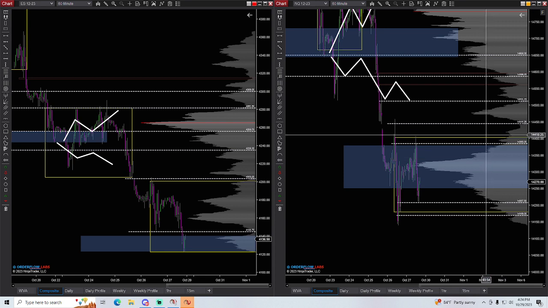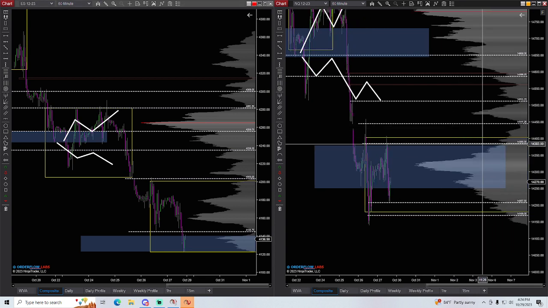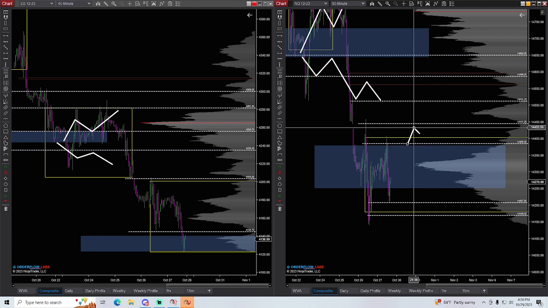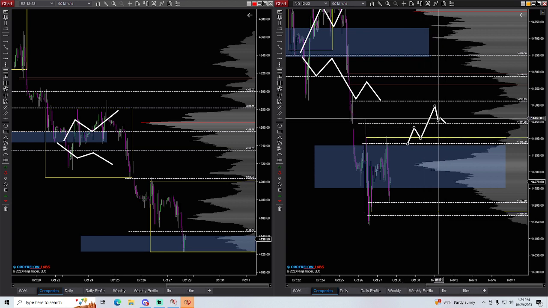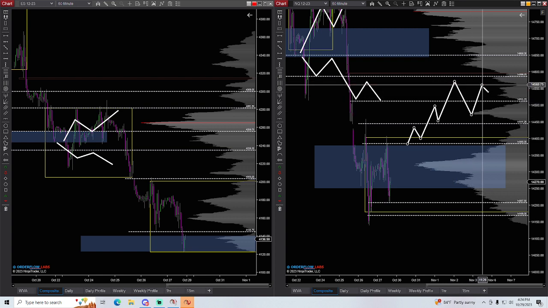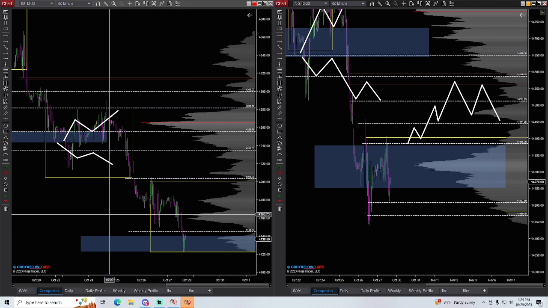Same scenario on the Nasdaq. If we get above this 14,385, I would look for this 14,450 area for a potential reoffer. If we get above 14,450, I would look for 500, then maybe even this 585. Again, if we get above, I look for a build and a push higher, and we could literally just build volume and fill out this thin print.